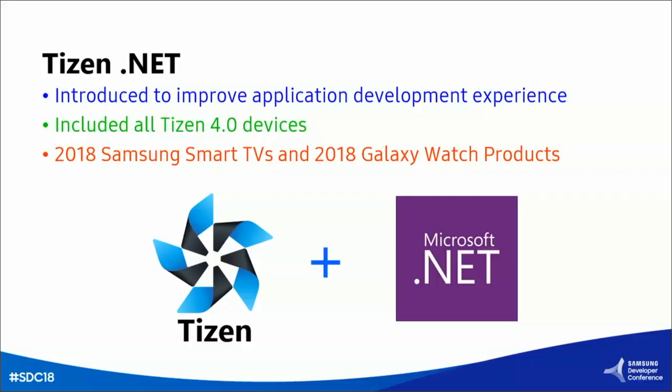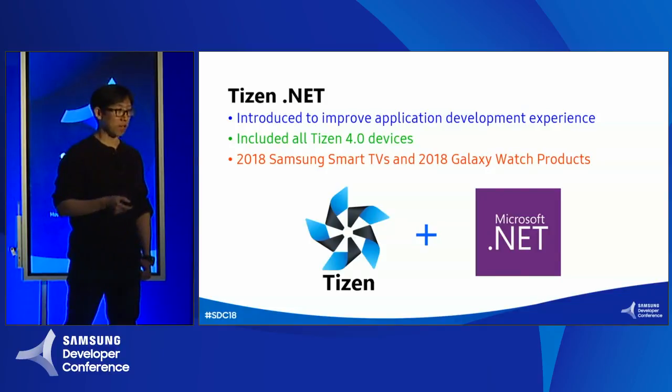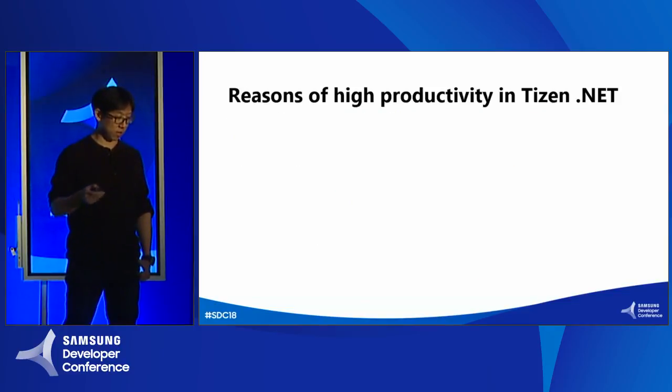What kind of devices are currently able to run Tizen.NET applications? The 2018 Samsung Smart TV is based on Tizen 4.0. Thus, it has a .NET runtime, and you can run applications on it. And also, the Galaxy Watch just released has a .NET runtime, so it's cool that Tizen.NET runtime applications can run on it.